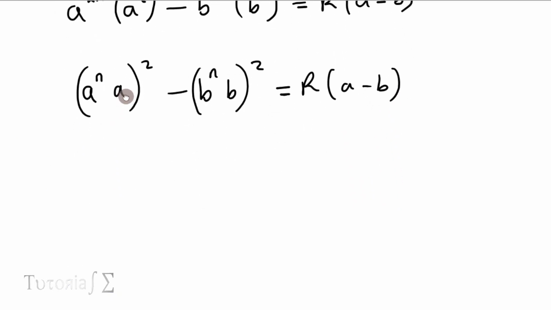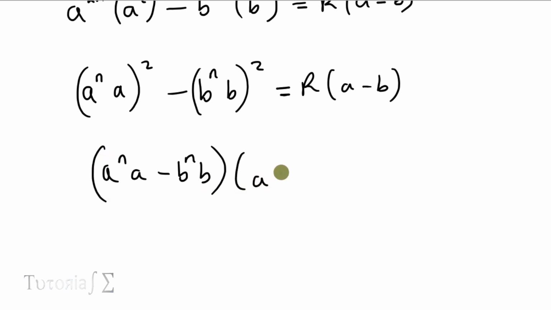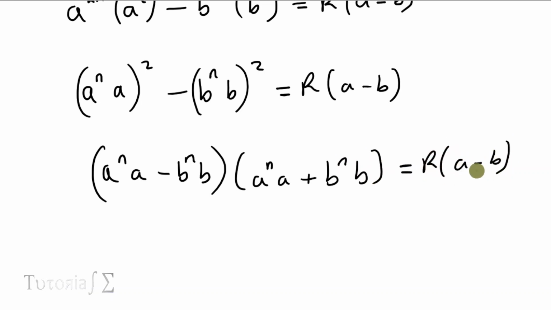Okay, then we see that this is also a difference of two squares. So we have a raised to the power n times a, minus b raised to the power n times b, times a raised to the power n times a, plus b raised to the power n times b, and this is equal to r(a minus b). So we're at this stage.